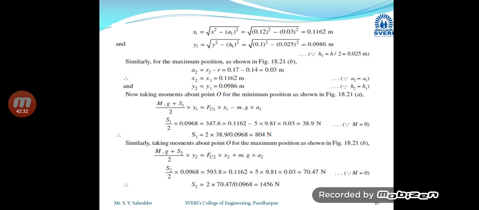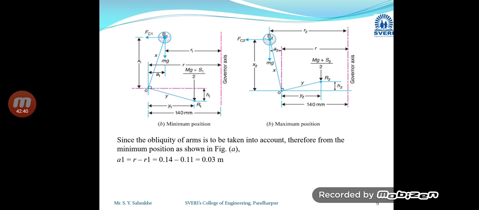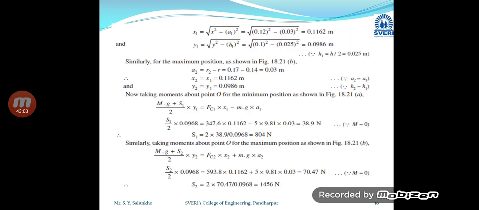Now similarly for the maximum position we are going to refer to the diagram on the previous slide. This second diagram we are going to refer to, and a2 we are going to calculate as r2 minus r. r2 is the radius at which the ball is rotating, and r is the distance of the fulcrum from the axis of the spindle. So that value we are going to consider. So this a2 is equal to 0.17 minus 0.14, and that is equal to 0.03 meter.